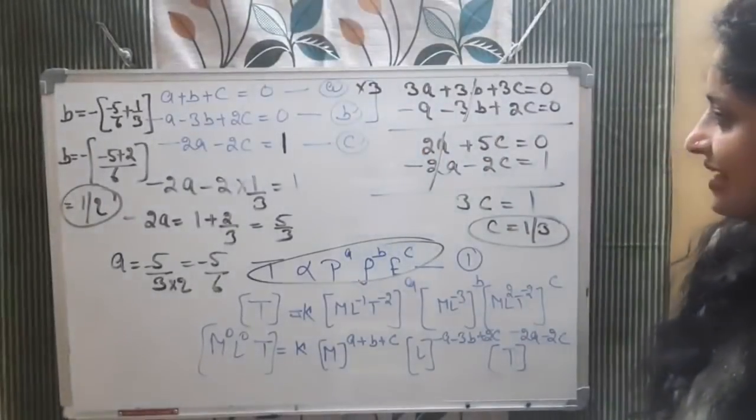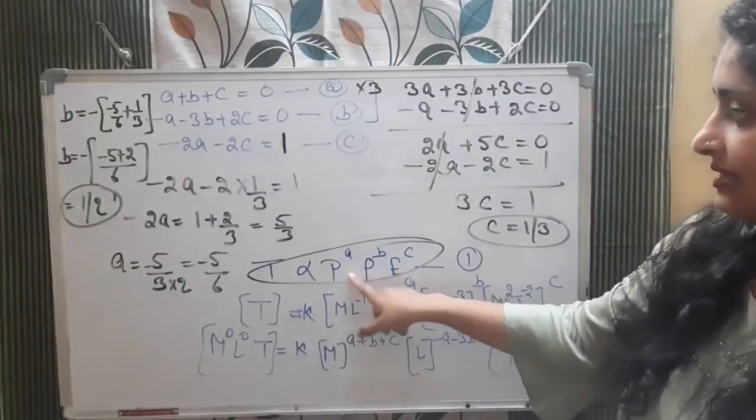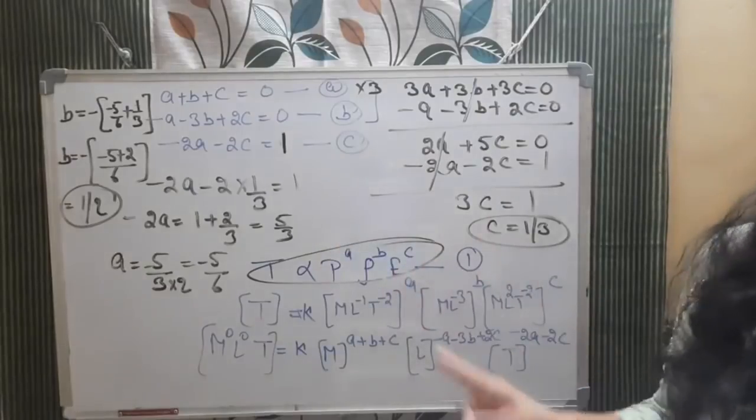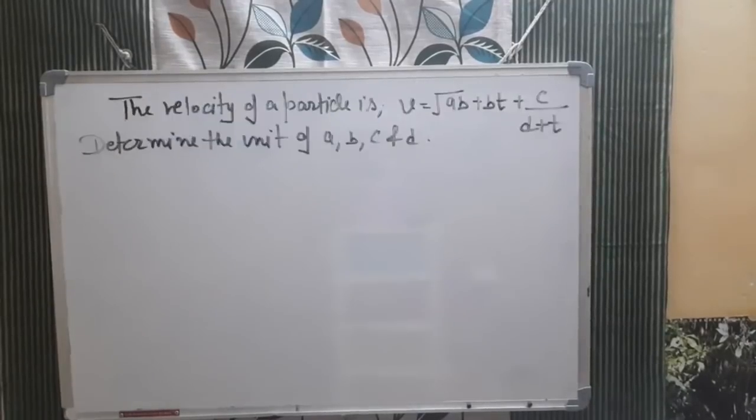Put all the values here in this formula. T is directly proportional to P raised to the power A, that is minus 5/6, rho raised to the power B, 1/2, E raised to the power C, 1/3. So you will get the formula. So these kinds of questions are also quite important. These come in exams.